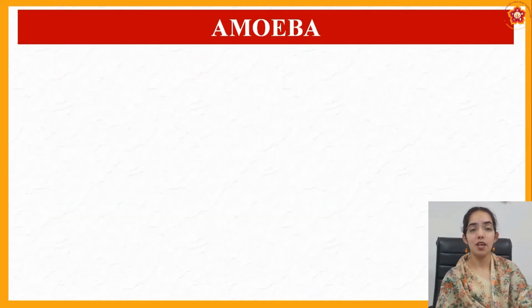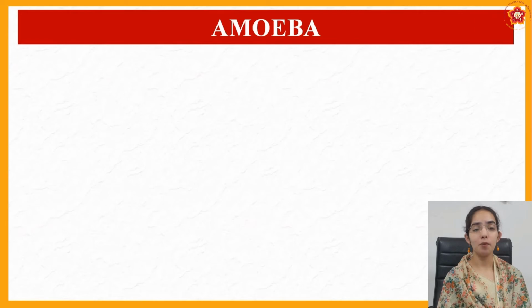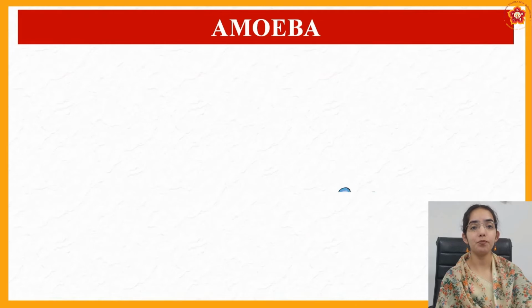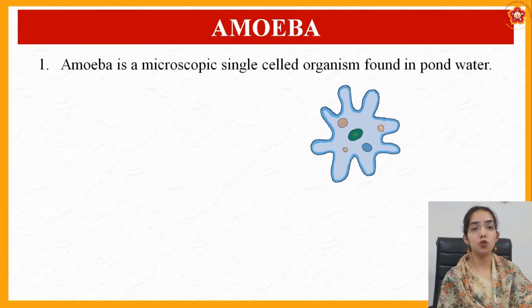Moving ahead, the next topic is amoeba. So we have learnt about digestion in grass-eating animals. Now let's have a look at an organism which is very small. Now how do they digest their food? So amoeba is a microscopic single-celled organism found in pond water. Since it is microscopic, we cannot see it with naked eyes. So to have a look at this organism, we need a microscope. It is just made up of a single cell, and it lives in pond waters.